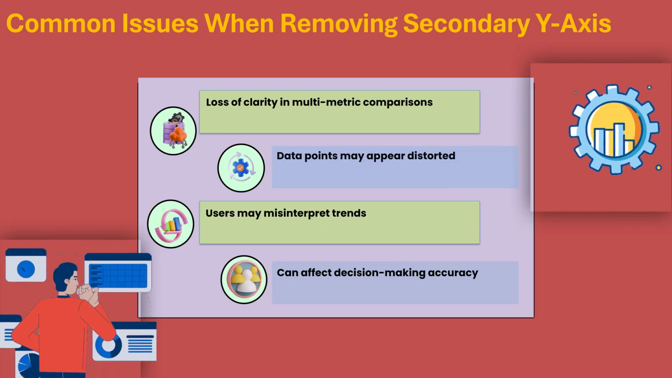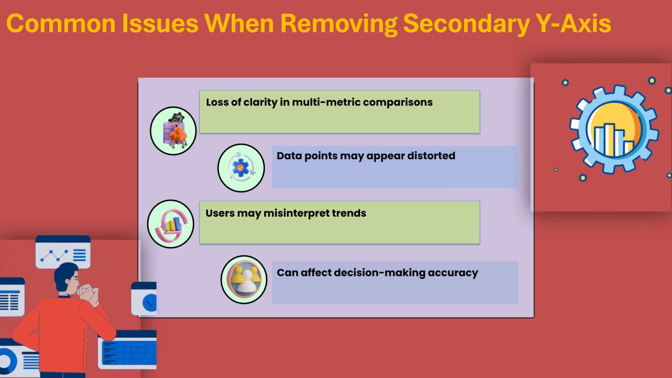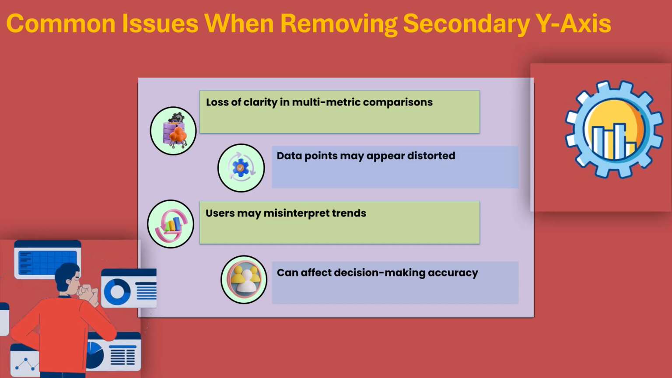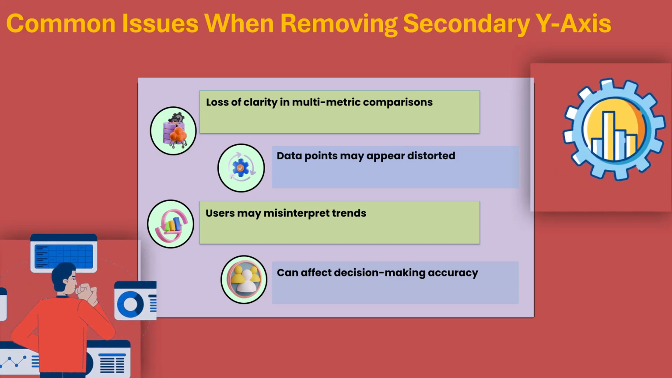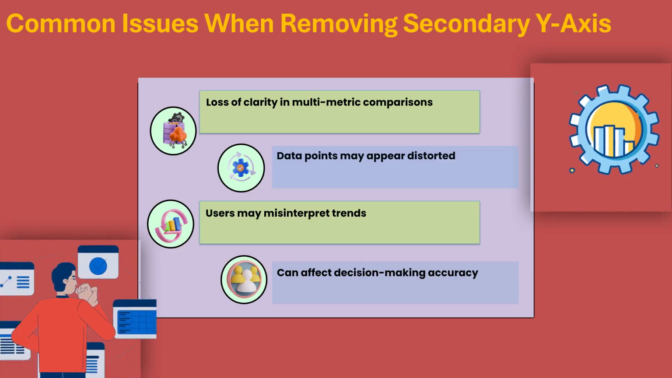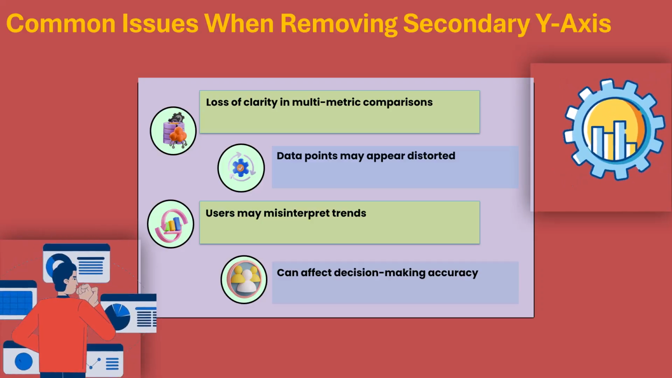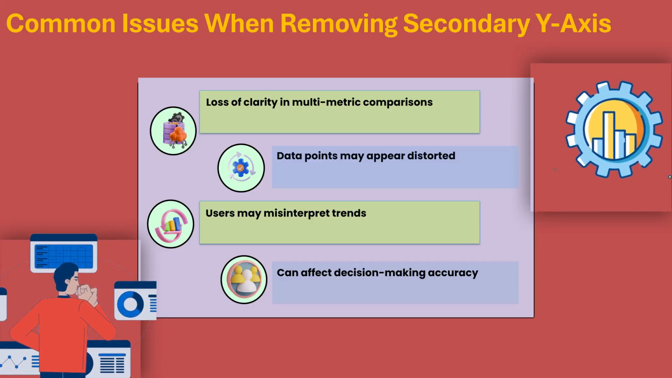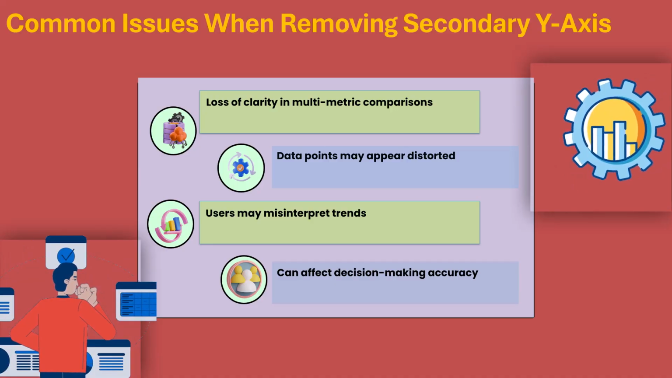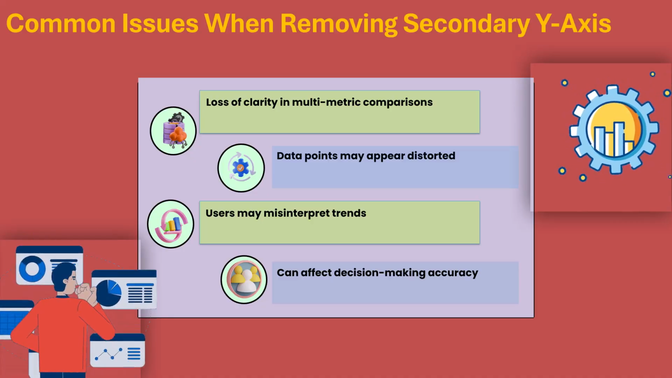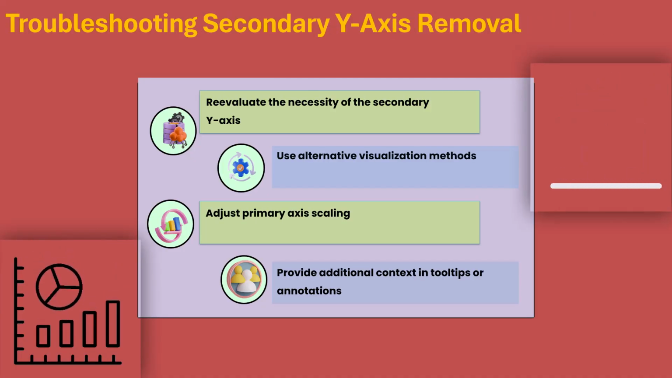Removing the secondary y-axis might seem like a good idea, until your data starts looking like a mystery novel with missing pages. Multi-metric comparisons can become confusing, trends might go off track, and decision-making can turn into guesswork. If clarity is key, make sure your audience can actually make sense of the data without feeling like they're solving a puzzle.